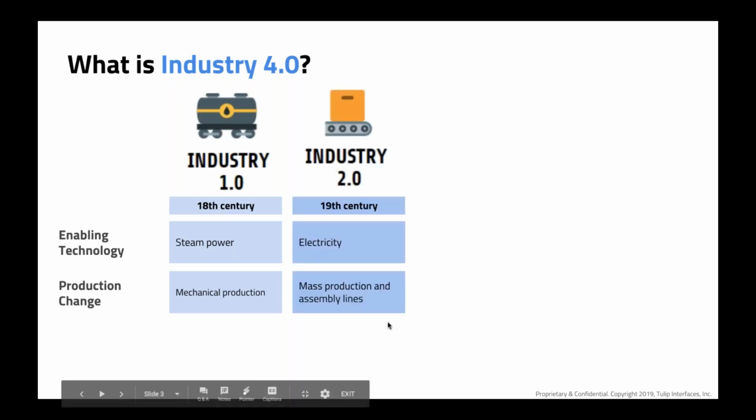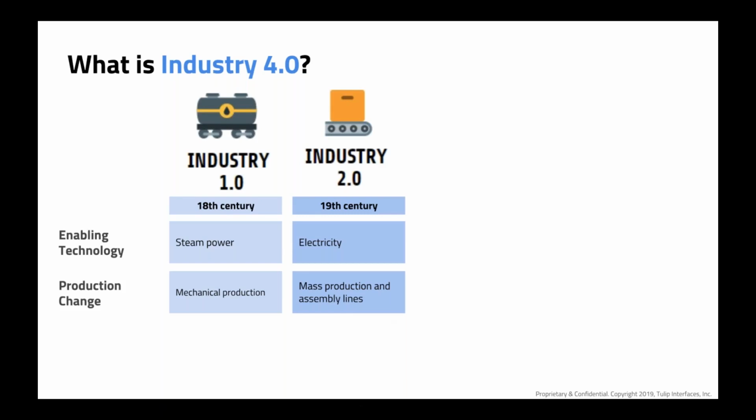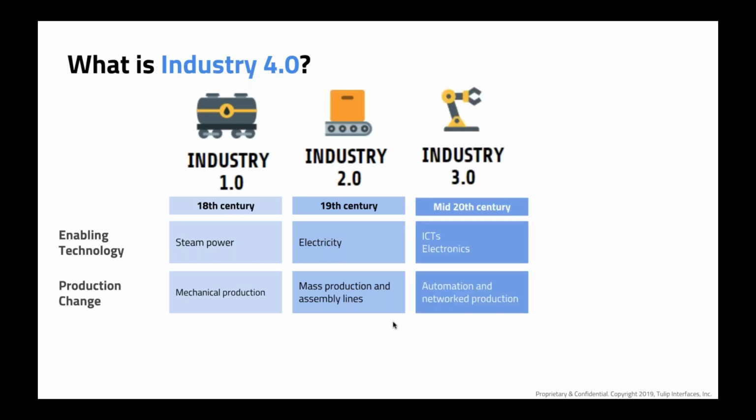Then in the 19th century, we have a new enabling technology, in this case electricity. And that allowed us to change the way we manufacture and start adding mass production and assembly lines to our factories. Move forward to the mid 20th century, and we have information and communication technologies and automation, really changing how we produce with automation and network production.